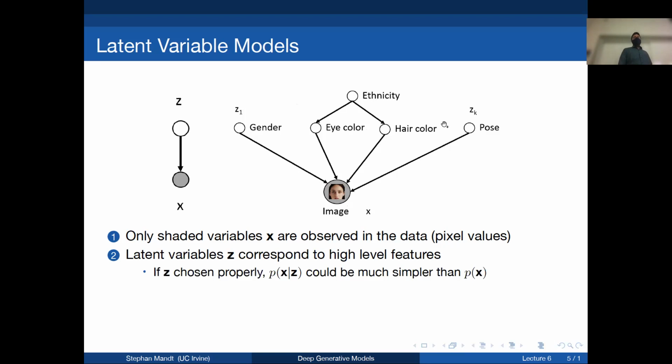Yeah, and if the latent variables are chosen properly, then it turns out that even though that P of X can be really difficult, we could actually achieve to model P of X with relatively simple building blocks. So every X conditioned on Z could be a relatively simple probability distribution, as in the Gaussian mixture model.